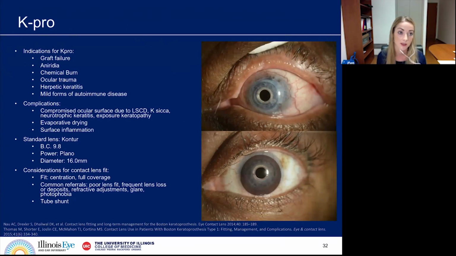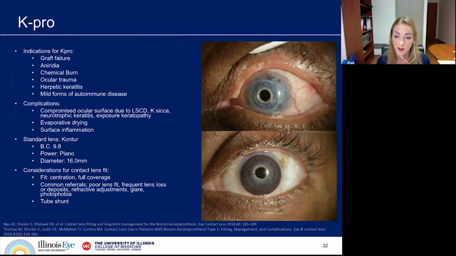I know Dr. Cortina spoke about K-pros last week. I'm briefly going to talk about the contact lenses in them. Indications for K-pro include graft failure, aniridia, chemical burn, ocular trauma, herpetic keratitis, and mild forms of autoimmune disease. Some complications from the K-pro include compromised ocular surface due to limbal stem cell deficiency, keratoconjunctivitis, neurotrophic keratitis, and exposure keratopathy. These patients tend to need a contact lens to prevent evaporative drying and help with surface inflammation.